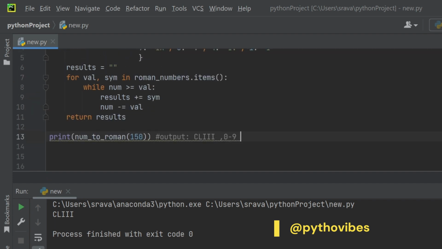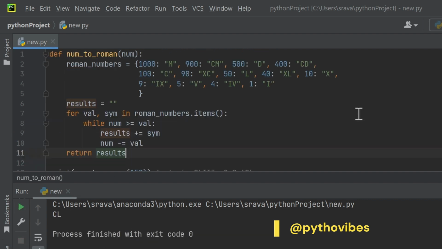What do we get for the 150 representation in Roman numbers? We have to convert this. For 100 we have C, and for 50 we already know L. So that's it, this is the 150. Let me run it. I should get CL. So this is how it works.